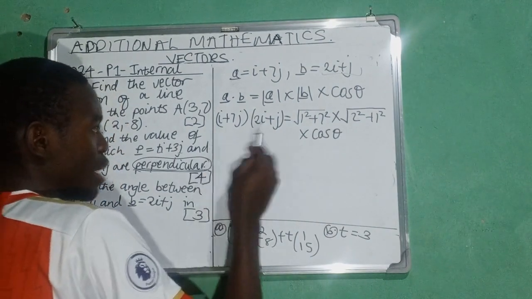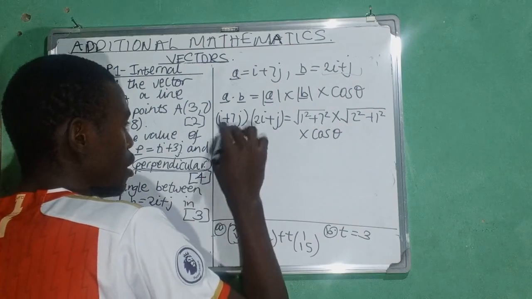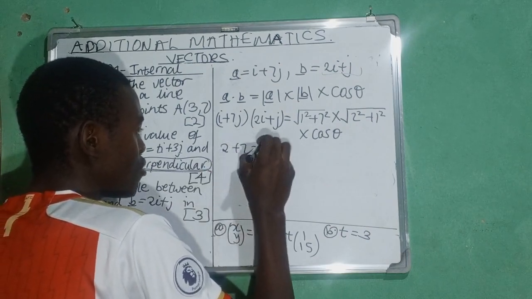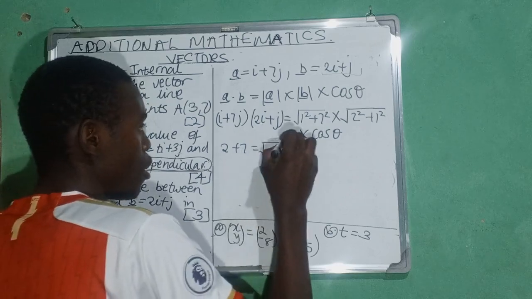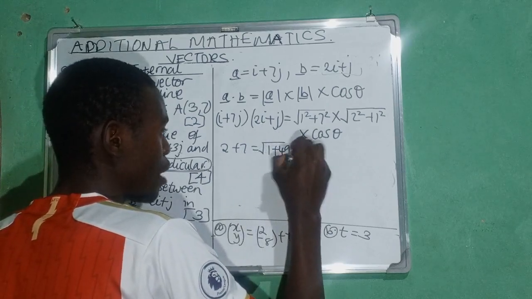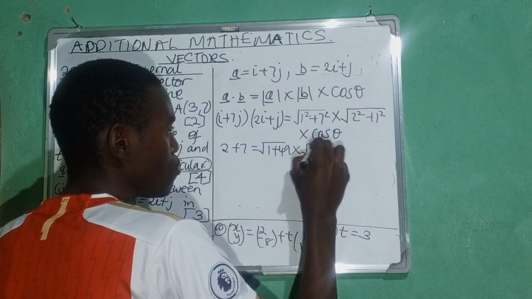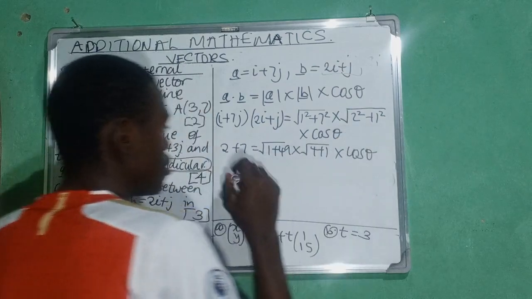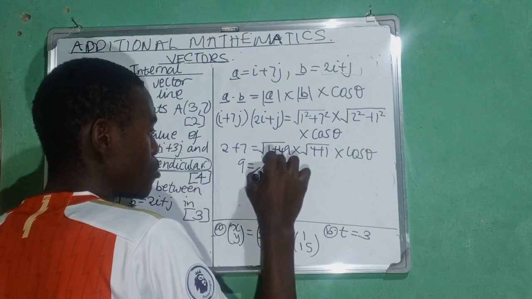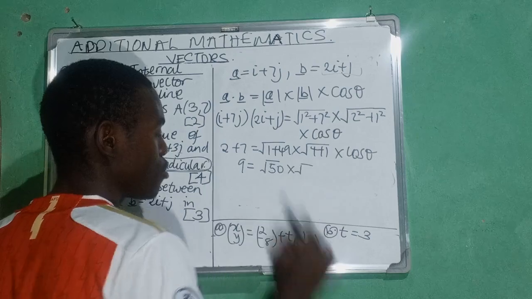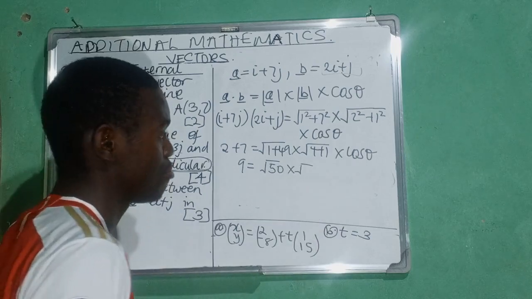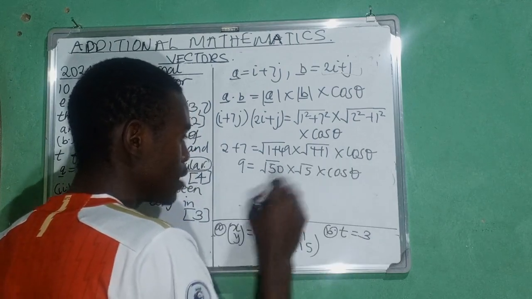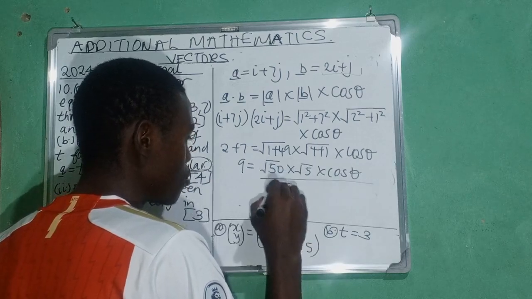We're going to have i times 2i, which is 2, plus 7 times 1j, which is 7. That is equal to the square root of 1 plus 49 multiplied by the square root of 4 plus 1, multiplied by cosine theta. So this is 9, equal to the square root of 50 multiplied by the square root of 5, because 4 plus 1 is 5, multiplied by cosine theta.